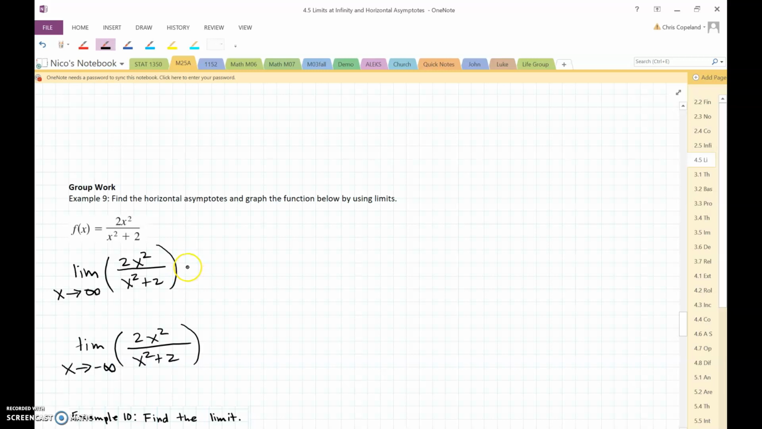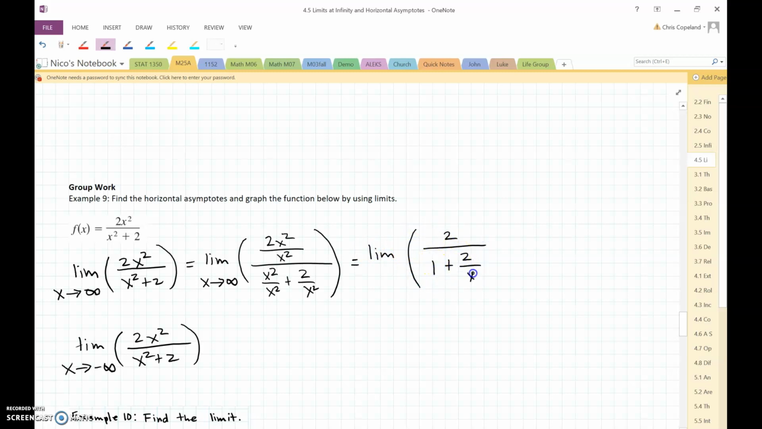So, first of all, let's simplify or algebraically manipulate this rational function by dividing each of these terms by x squared. So let's see, this would be the limit of 2 all over 1 plus 2 over x squared as x goes to infinity. This is going to end up being 0 here, so this is going to end up being 2. So I'm going to have a horizontal asymptote at y equals 2.